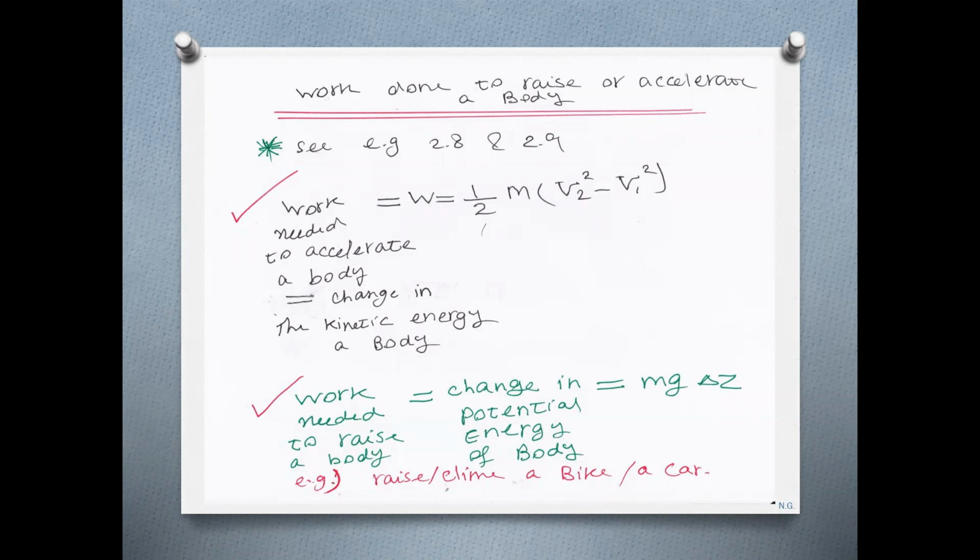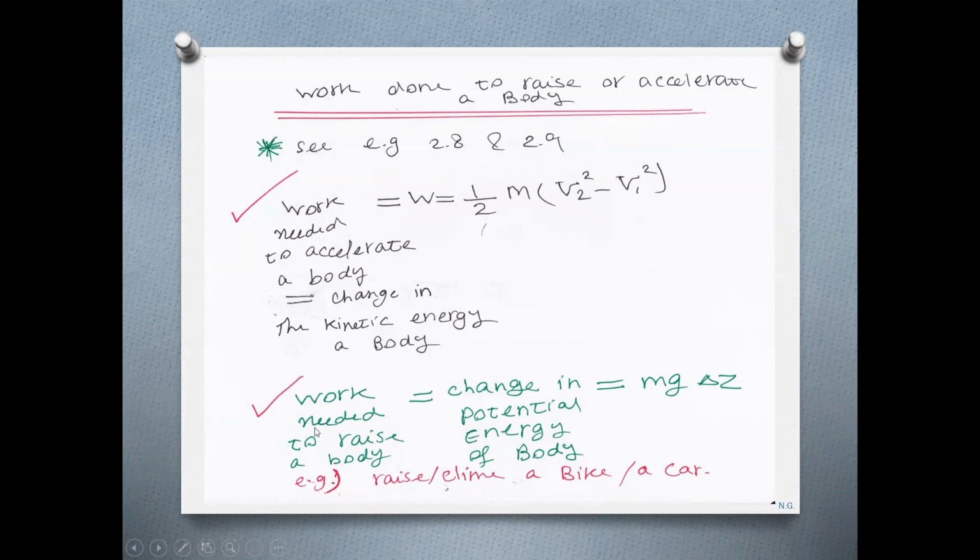So the work you do is the same as the increase of kinetic energy of the body, which can be calculated by half of m, where m is the mass of the body, times v2 squared minus v1 squared, because kinetic energy is half of m v squared. So if it goes from velocity v1 and is accelerated to v2, the work you have done is the same as the increase of kinetic energy of the body, which is half of m times v2 squared minus v1 squared.